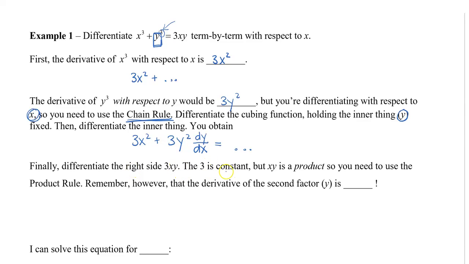So the 3 is constant, so we can kind of ignore that part. But the x and the y is a product, so you need to use the product rule. Now remember, however, that the derivative of the second factor y is going to be dy/dx, because remember, we're differentiating with respect to x. Okay, so how does this work?